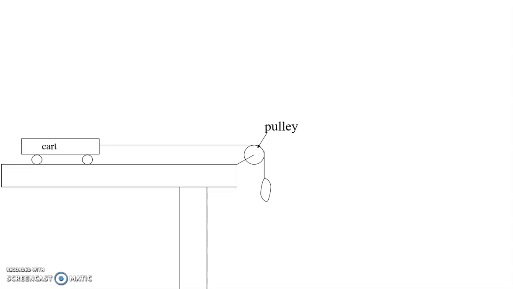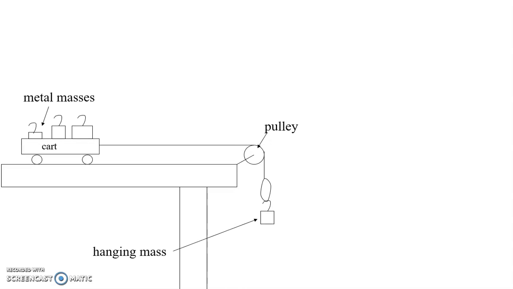Okay, so let's go through two things. One, the sketch of the setup, and two, how are you going to be analyzing the data? So here's a side view of the table, and you can sort of go along with me as you draw what you saw. So here's the cart, and there's the pulley, that's just the wheel that was free to spin, and there's a string attached to the cart that went over the pulley, tied into a loop. On the other side was a mass hanging there, and then sitting inside the cart were some metal masses.